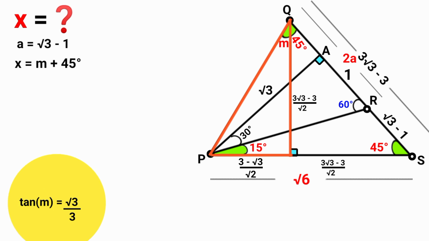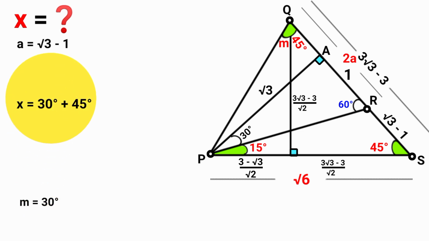Take the tan inverse of root 3 over 3. It is 30 degrees. So M equal to 30 degrees. Substitute it here. 30 degrees plus 45 degrees is 75 degrees. So x equal to 75 degrees.